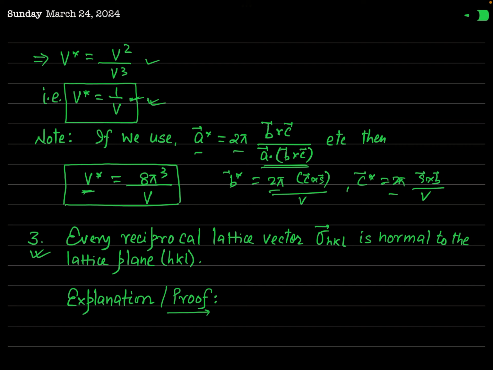Okay. Now see the third important property of the reciprocal lattice. This property says every reciprocal lattice vector sigma HKL is normal to the lattice plane HKL. This is just the definition of the reciprocal lattice vector. It means if you consider a set of parallel planes defined by HKL, where HKL are the Miller indices, then this sigma HKL, which represents the reciprocal lattice vector, is normal to the set of parallel planes defined by the Miller indices HKL. Now we will prove it.